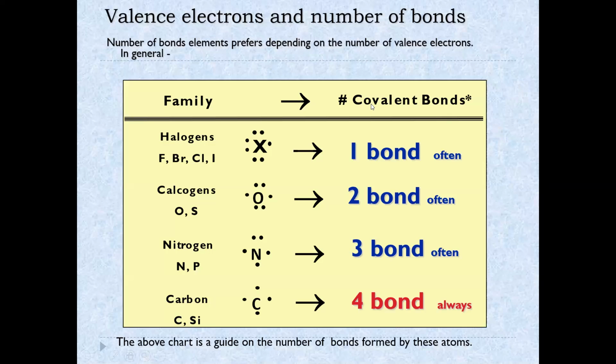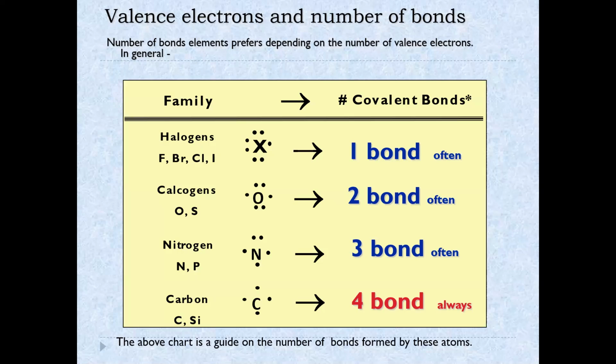So how do we know the number of valence electrons or the bonds that the atoms will have? We have different families of elements on the periodic table. The first family we're looking at are the halogens. The halogens, as we know, are group 7 elements comprising fluorine, bromine, chlorine, and iodine. They're in group 7, so they have 7 valence electrons.